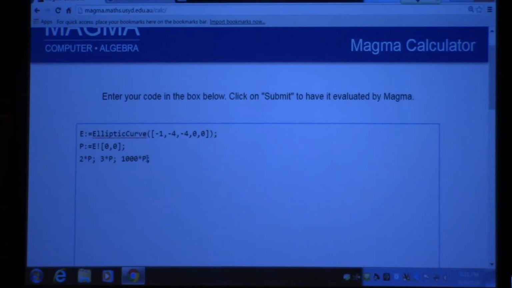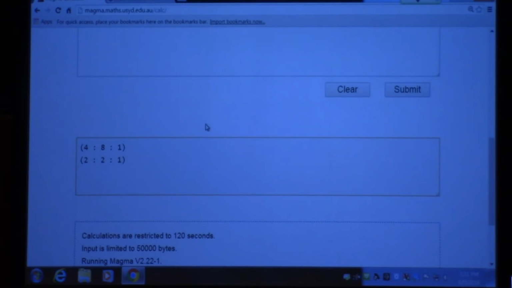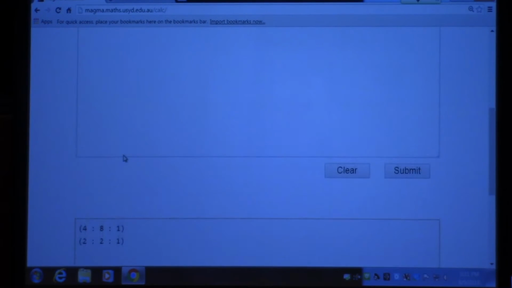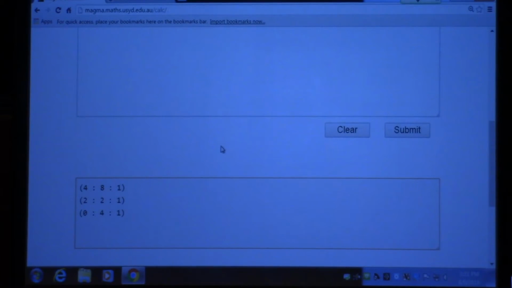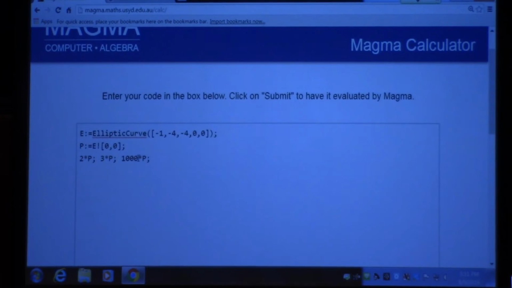And then calculate those multiples and see what happens. 4, 8, 1, 2, 2, 1. Those are projective coordinates. We can try again 1000P. See what happens here. It doesn't blow up to the sky in terms of the number of digits. It's (0, 4) again. Why? Well, let's see what happened. Sometimes it doesn't.